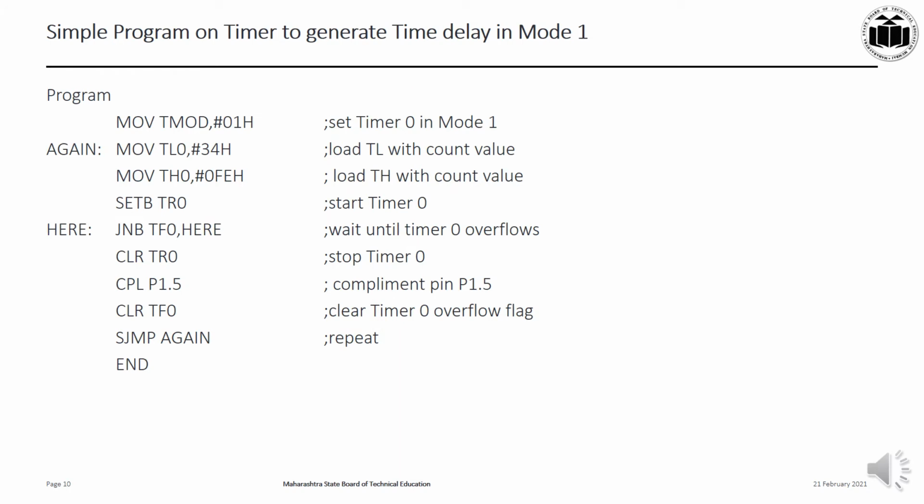So according to the steps which we have discussed earlier, to program the timer in mode 1, we will try to write the program. First of all, we will load the TMOD register with value 01H, which indicates timer 0 in mode 1. Then we can load the count values into TL and TH by using the instructions MOV TL0, #34H and MOV TH0, #0FEH, which will load the count values which we have already calculated.